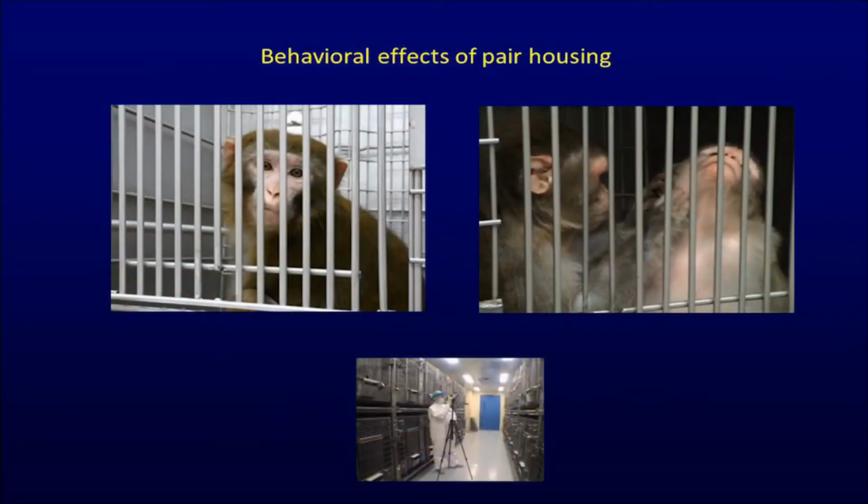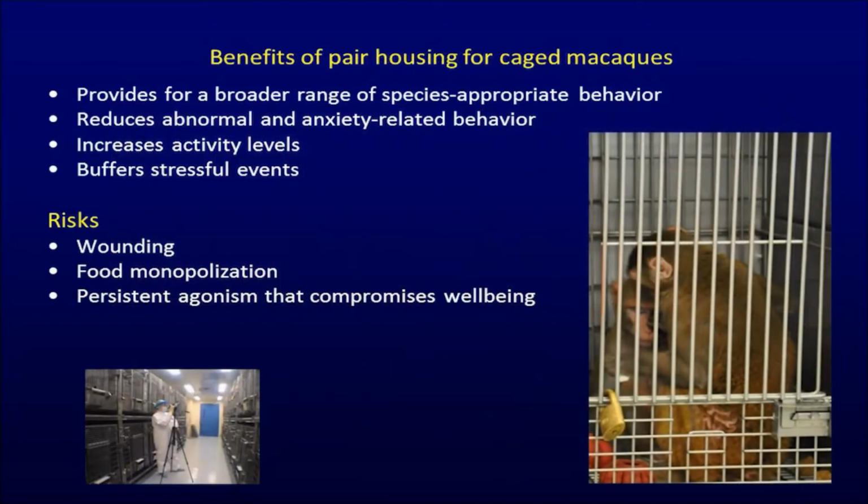All right, so now we've succeeded. We have some compatible pairs, and we are managing them in a laboratory context. So we know that there are sweeping benefits of pair housing for caged macaques. Just in terms of the behavioral benefits, we know that it provides for a broader range of species-appropriate behaviors. It reduces undesirable behaviors like abnormal behaviors and high levels of anxiety-related behaviors. It makes them more active and buffers them from stressful events like I showed you before.